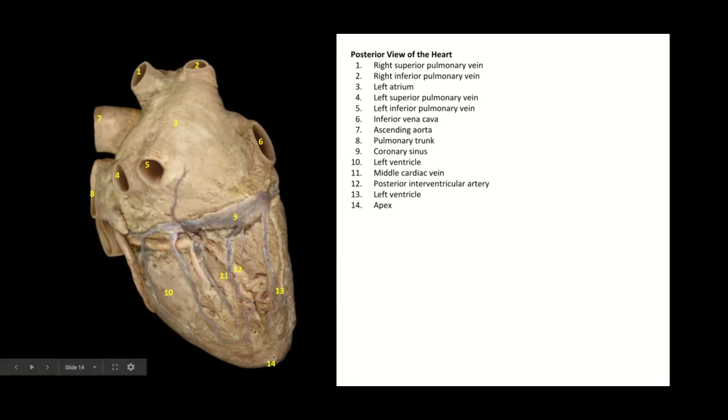Number 14 is the apex of our heart, and you can see the posterior interventricular sulcus here, which contains number 12 as the posterior interventricular artery and number 11 as the middle cardiac vein.